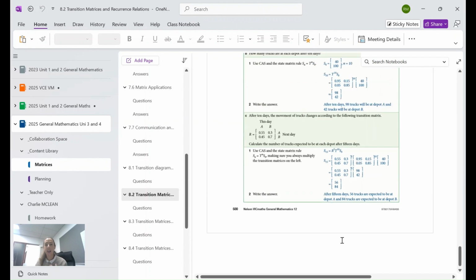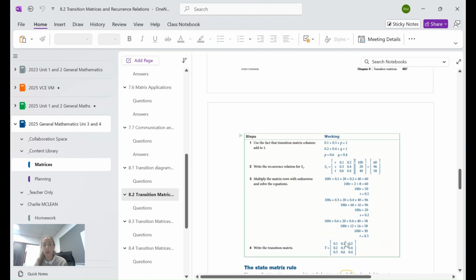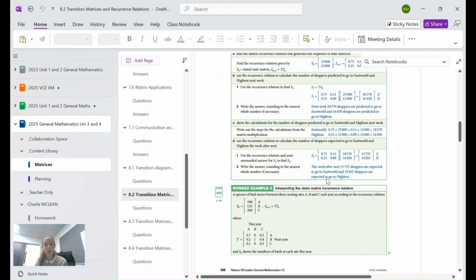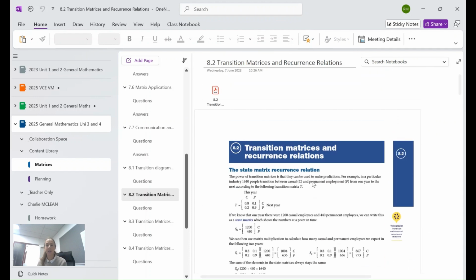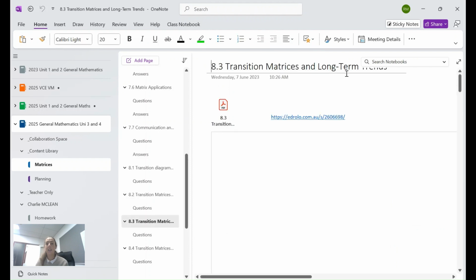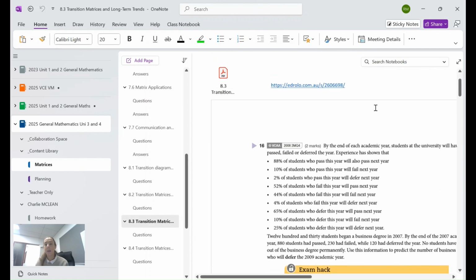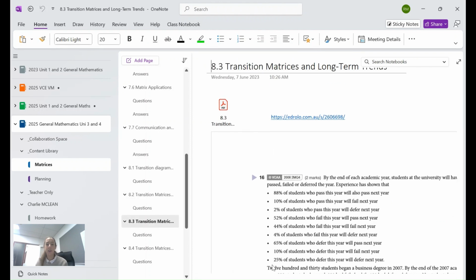Okay, I'm going to leave it there. I want you guys to take yourselves through the worked examples and see how you go for transition matrices and recurrence relations. I'm going to make a video to go through some of the SAC parts. I know that lots of you have emailed them through, which is great. I will send you some feedback on those. I'm also going to make a video for the next part, being transition matrices and long-term trends, which I'll upload for you to watch.